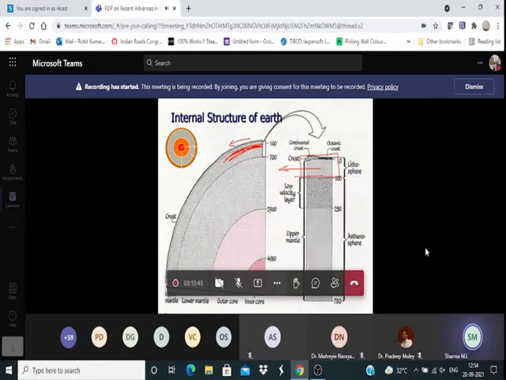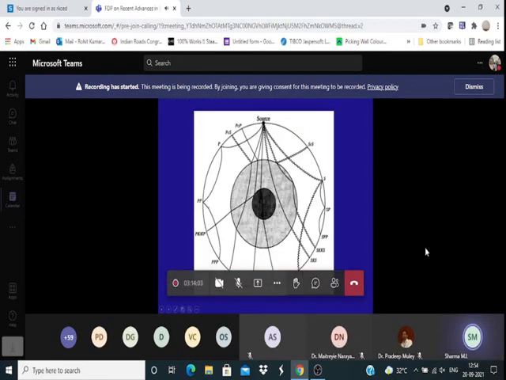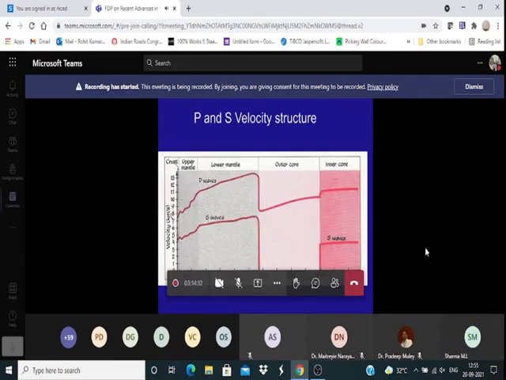If you want to see the absolute values of the velocities, then in the crust the P waves have velocities around 6 to 7 kilometers per second. Then it goes up to the lower mantle at around 13 kilometers per second. Then in the outer core it comes down to 8 kilometers per second. In the inner core, we have a velocity of around 11 kilometers per second for P waves.